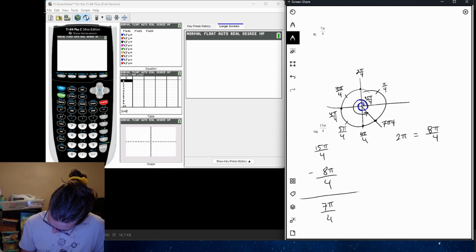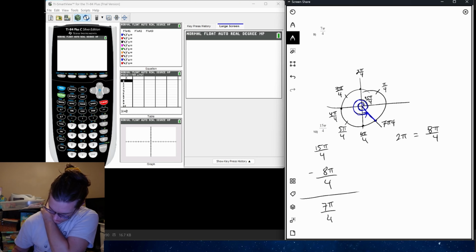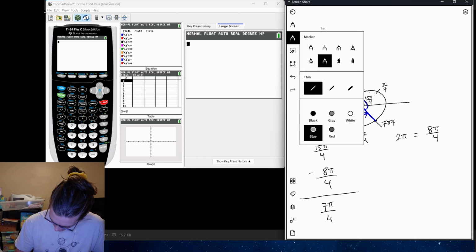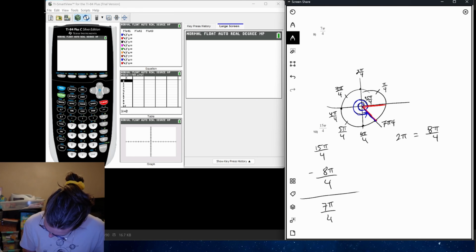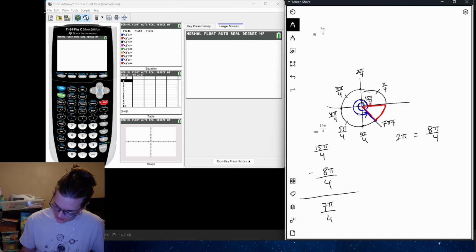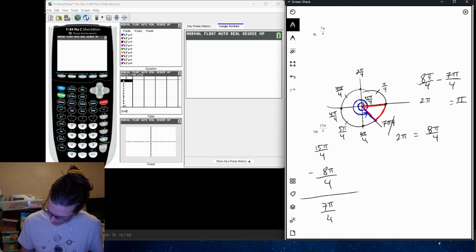This angle here, okay, is our angle of interest. This angle here is going to be our reference angle. The difference between 7 pi over 4 and where it hits the horizontal at 2 pi is going to be 2 pi, which is equal to this, minus 7 pi over 4, meaning our reference angle is pi over 4.